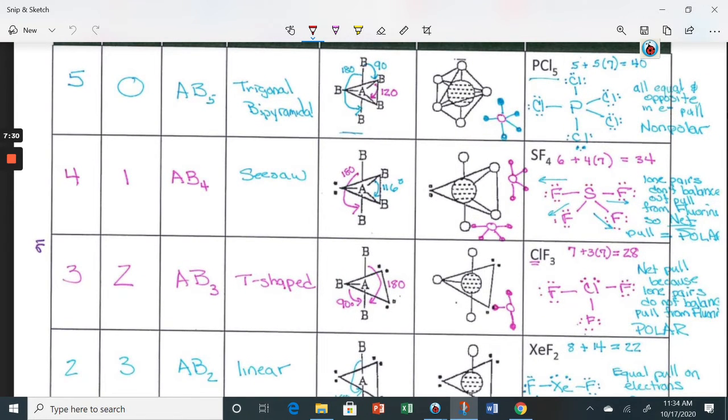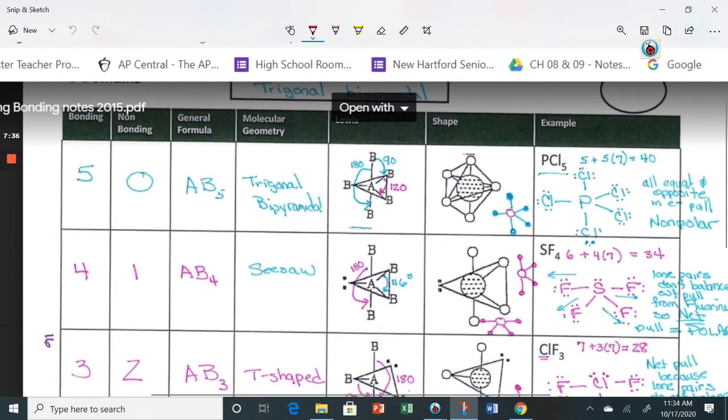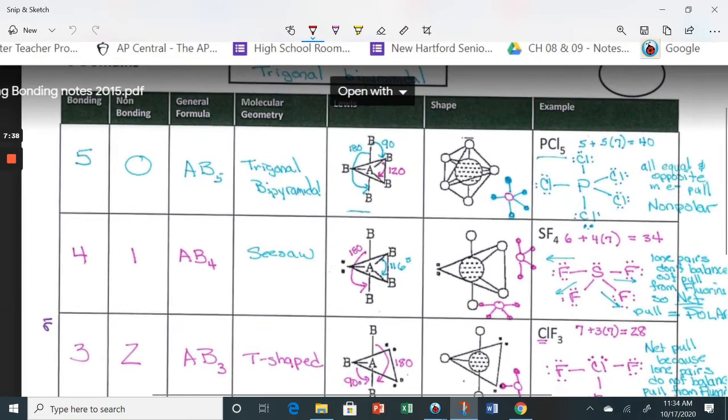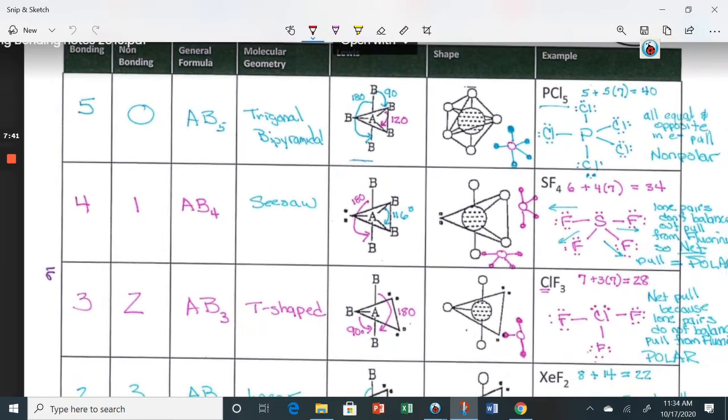and we look at having 5 things attached, that parent E domain is the trigonal bipyramidal. The first shape is always the same as the E domain in terms of what it's called. There are 0 non-bonding pairs, so everything has equal and opposite pole.